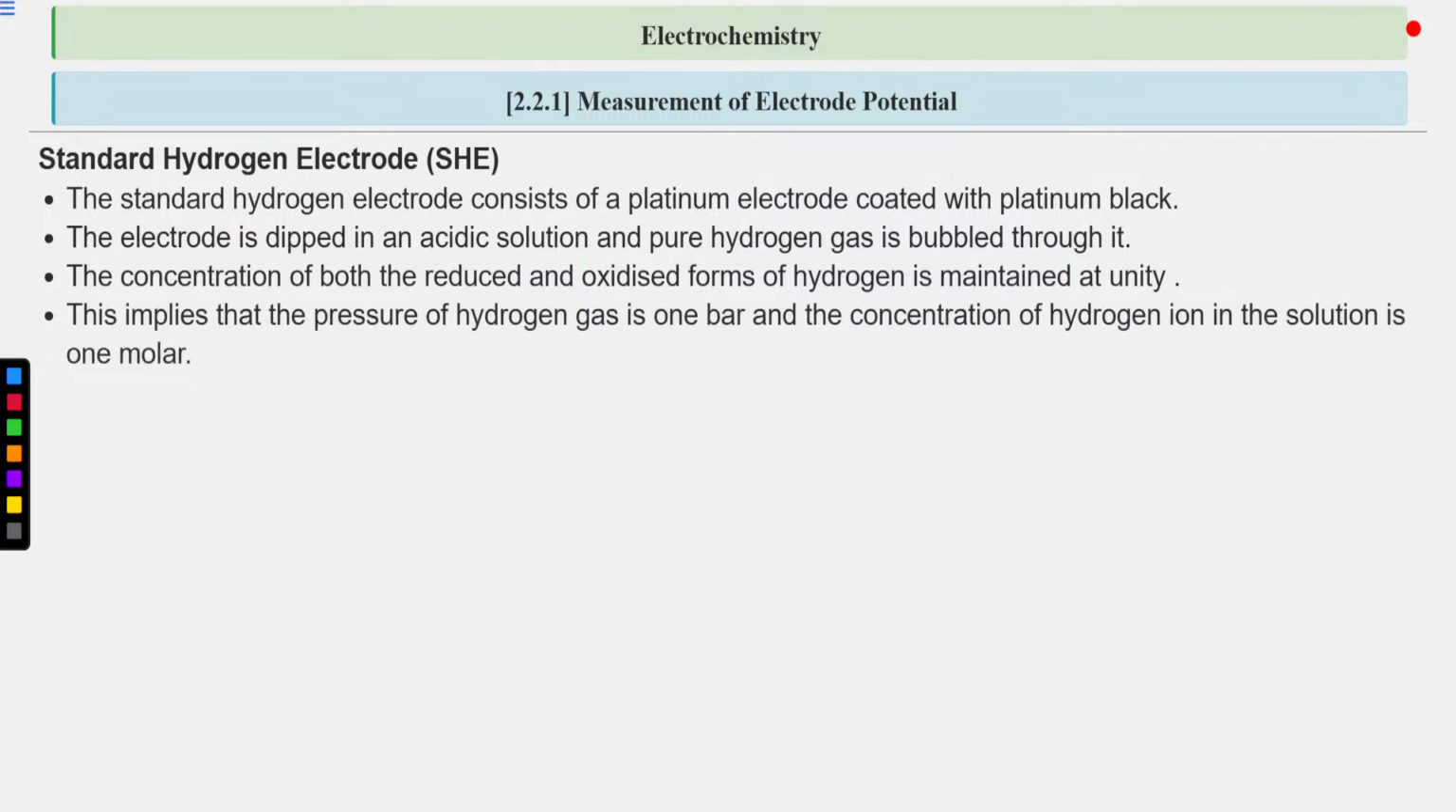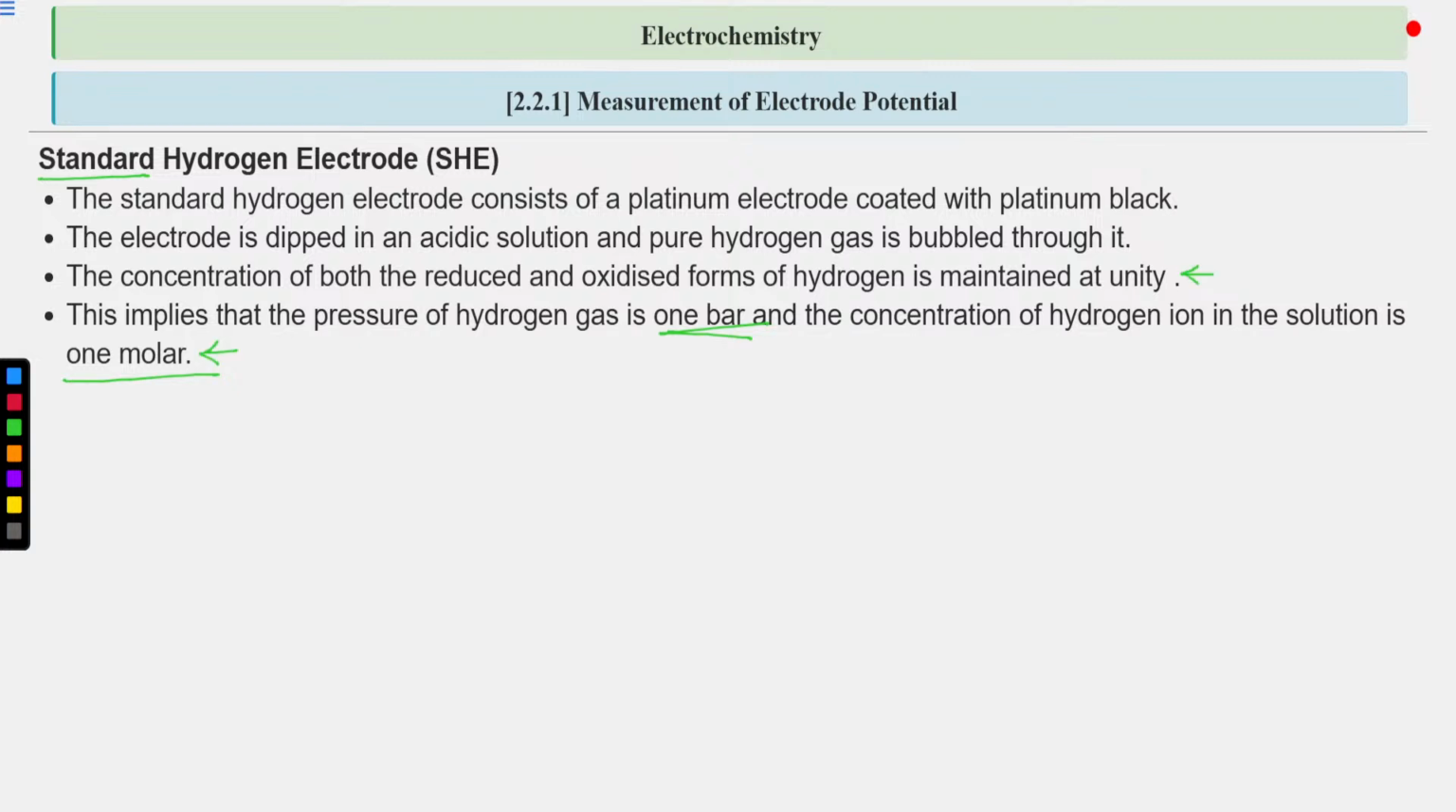This implies that the pressure of hydrogen gas is 1 bar, and the concentration of hydrogen ion in the solution is 1 molar. As I said, in the SHE the name has "standard", so we take the standard conditions and define that the pressure of hydrogen gas you have to take is 1 bar, and the concentration of hydrogen ion in the solution will also be 1 molar, as I just said in the previous point.